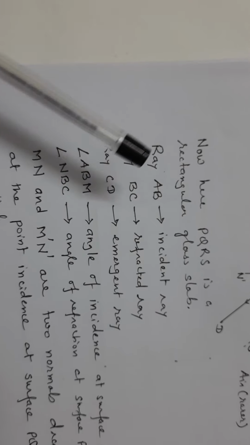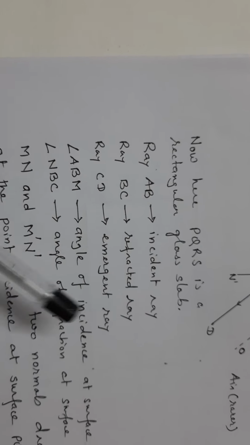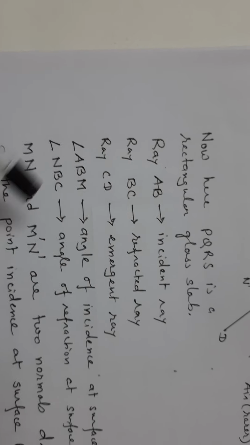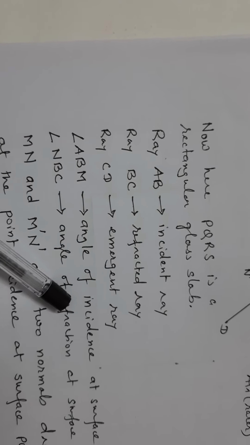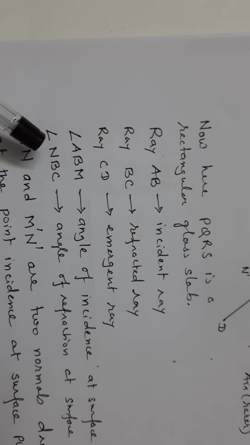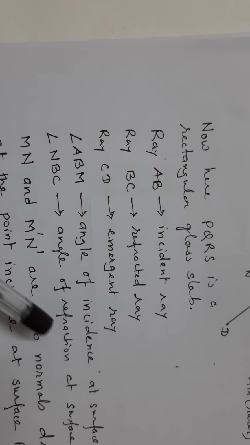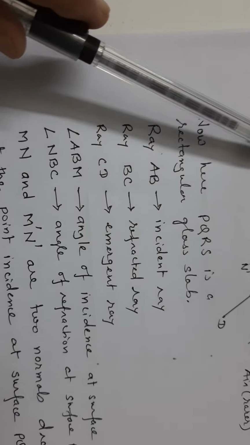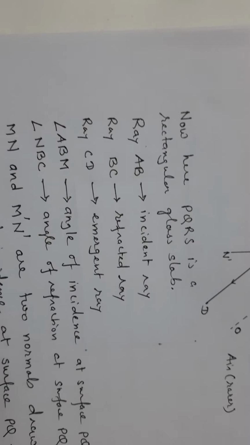Now below the diagram, we have given the explanation about what these rays are named. So I have written ray AB is incident ray, ray BC is refracted ray, ray CD is emergent ray. Angle ABM is angle of incidence at surface PQ. Angle NBC is angle of refraction at surface PQ. Similarly, at surface SR also you can name accordingly.